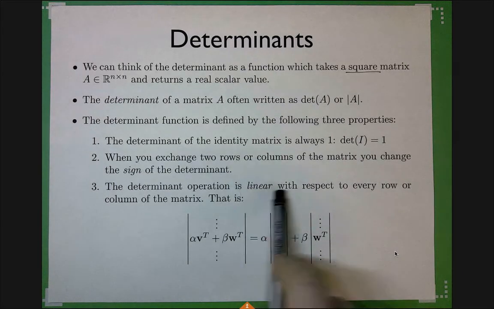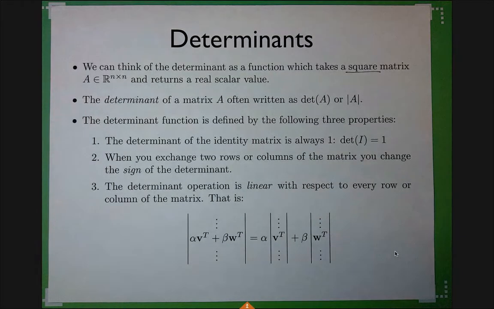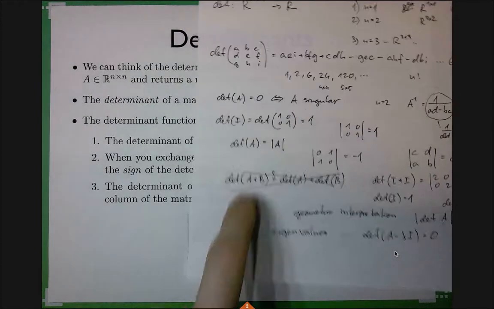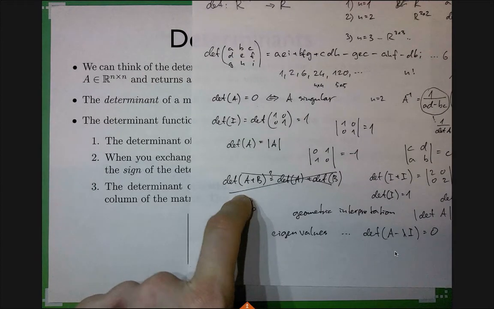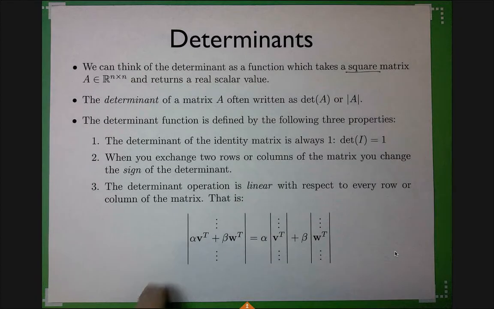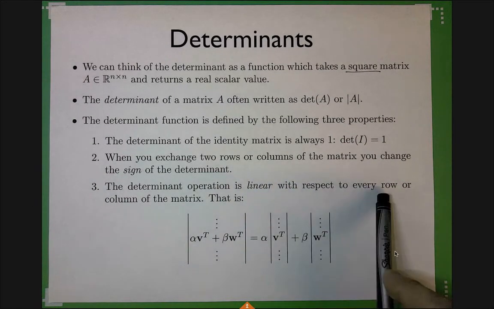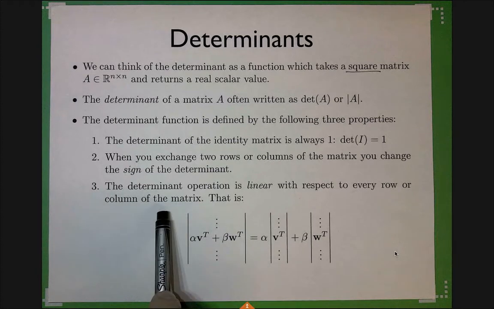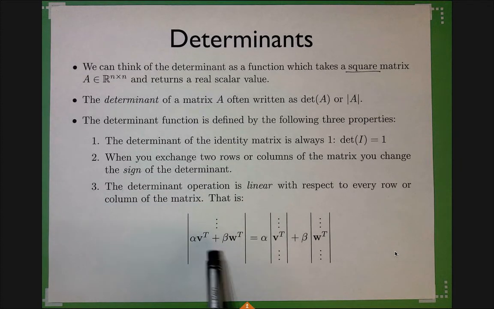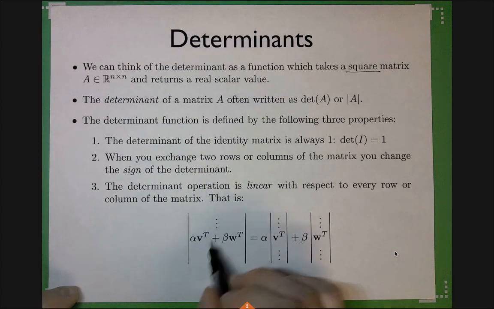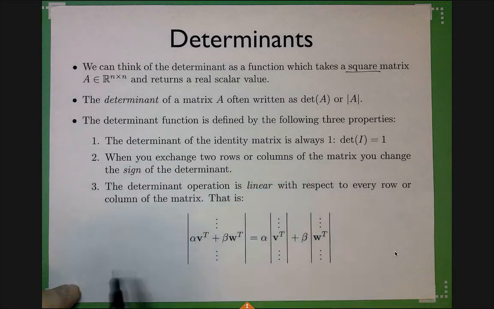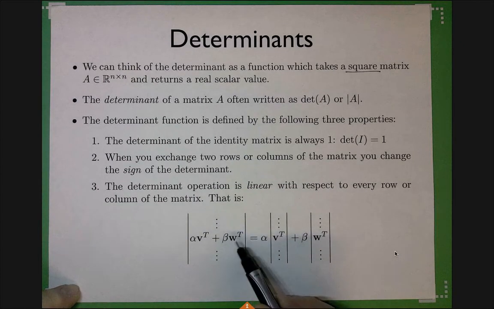So be very careful about this linear, because I just showed here that it's actually not linear. So how do we interpret the linearity? What it means is linear with respect to every row or column of the matrix. So this linearity means that if I take a matrix that looks like this. Let me explain this a little bit better. The VT is just like a row vector. WT is also a row vector.